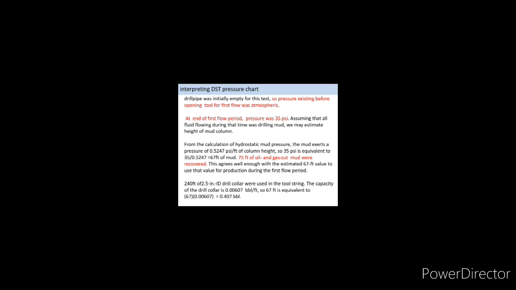Now we want to measure the flow during the second flow period. What is the flow rate during the second flow period time?